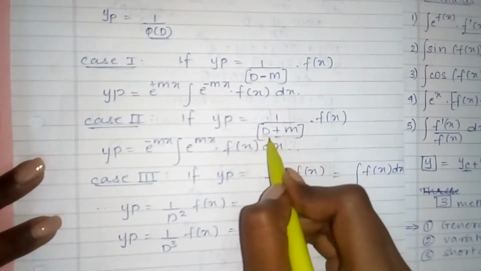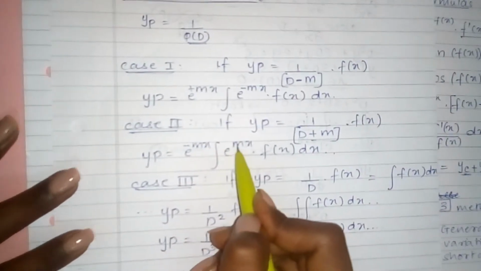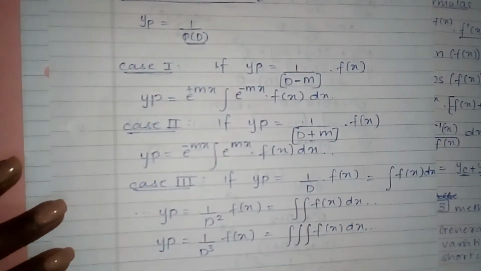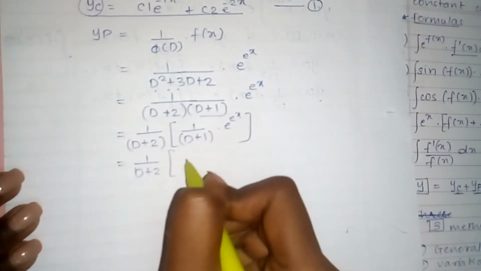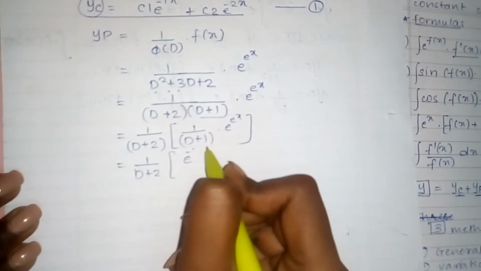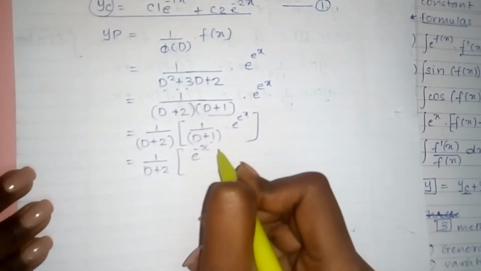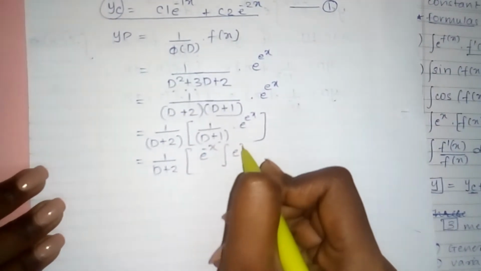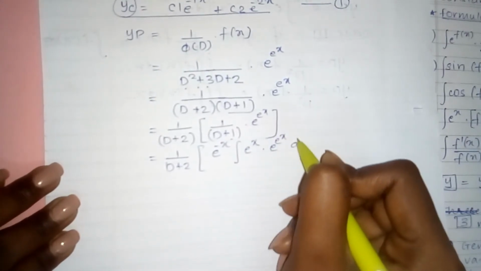Now this formula can be applied. It is D plus 1 and this is D plus m. What is the formula? Outside it is minus mx and inside it is plus mx into f of x. Same formula we can apply here. D plus 2 we have kept outside. E raised to, it is plus, so we have kept minus m is 1. So we can write minus x, integration of e raised to x into e raised to x dx.